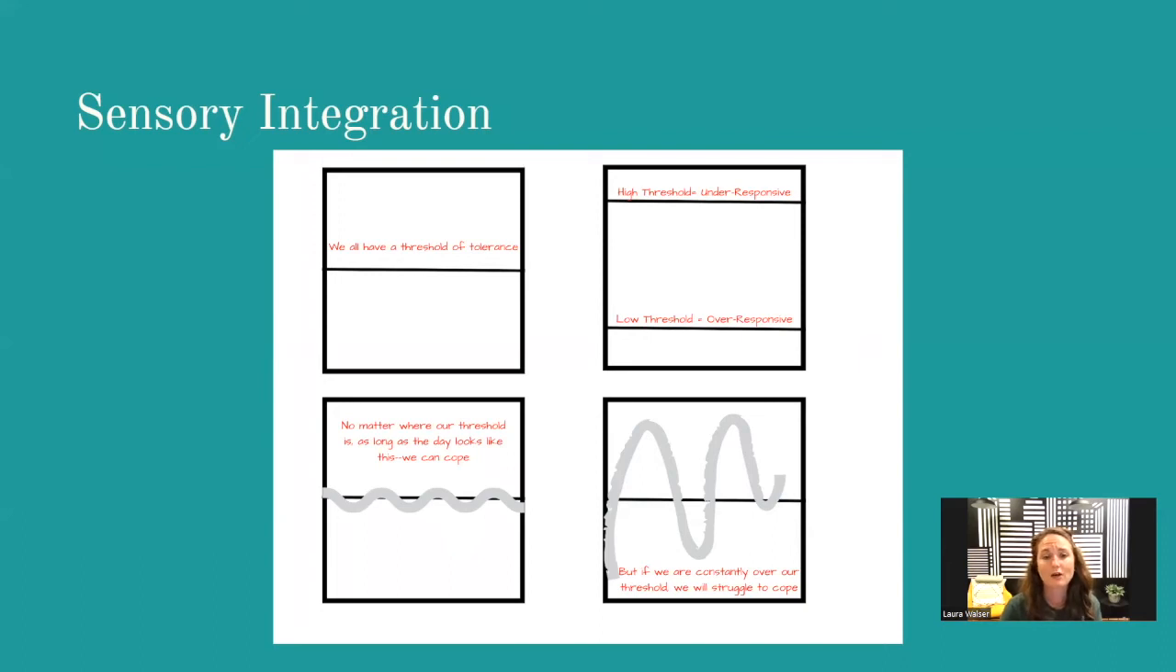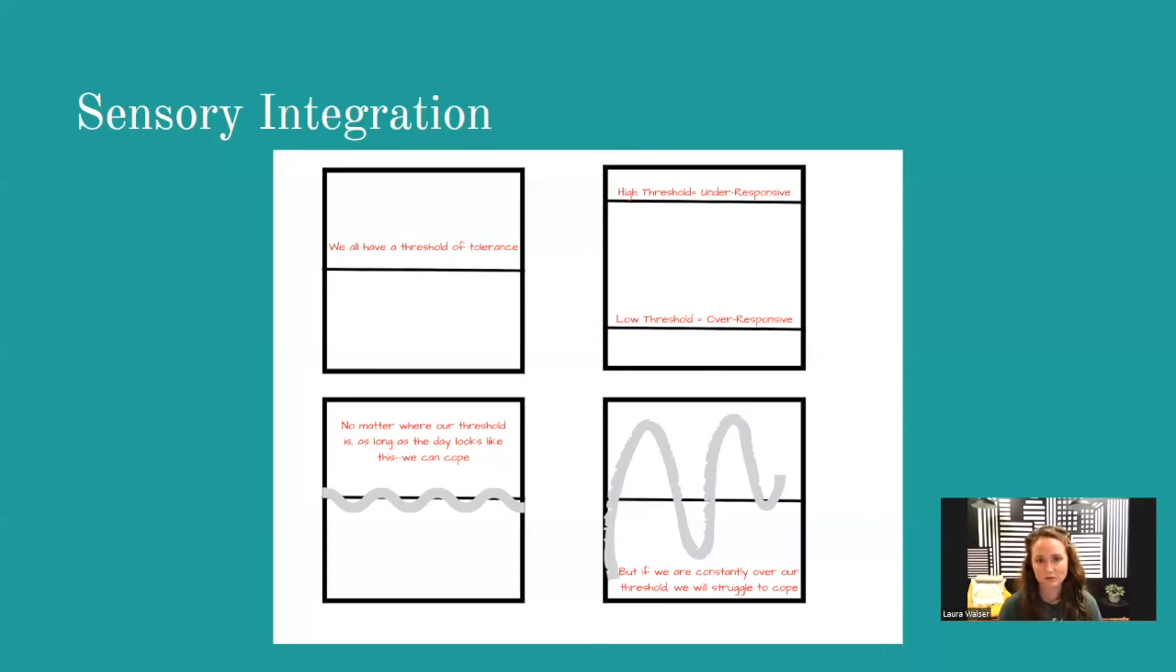And no matter really what our threshold is, as long as we have the resources and the support and the tools to know and understand and cope with our sensory system, we can really handle whatever comes at us, right? And then if we don't have that, where no matter where our threshold is, we don't have the tools and the resources and the sensory supports, then days are going to continue to be really up and down and inconsistent.